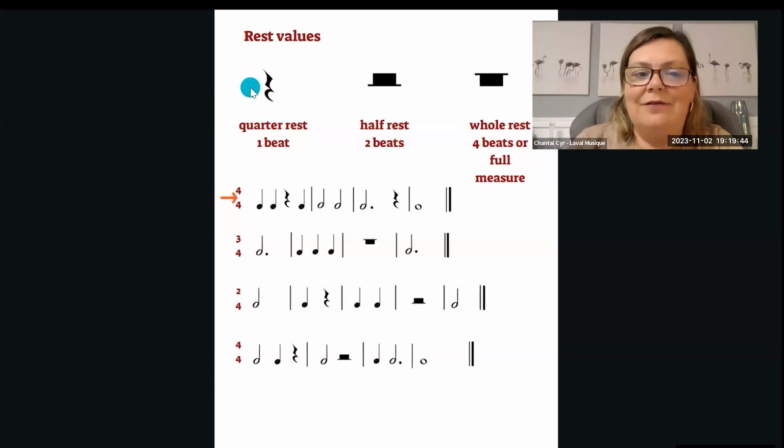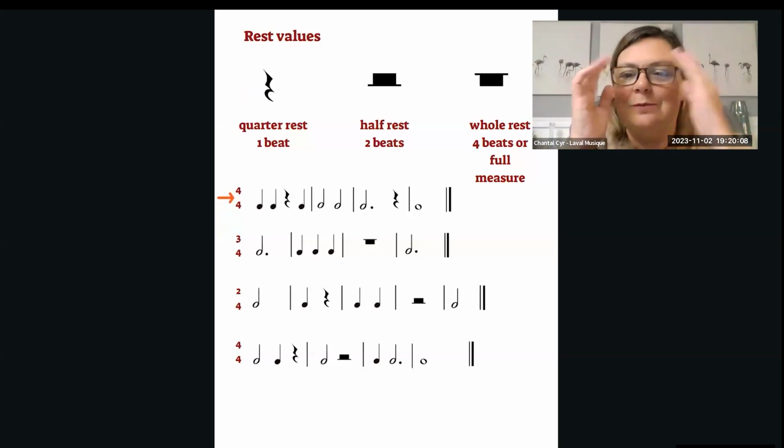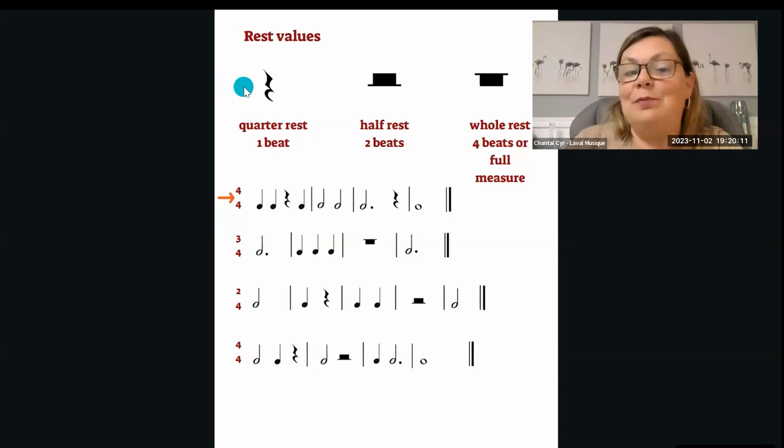So the first rest we have here is the quarter rest, same value as the quarter note, one beat. And what's cool in English is that they both have the same name. In French, that's not the case. The quarter note, for example, we call la noire, and the quarter rest, we call soupir. It's totally unrelated, so it's harder to retain. But in English, it's actually pretty easy. Quarter note, quarter rest, both equal one beat. Half note, half rest. So the half rest is 2 beats, and the whole rest is 4 beats, or a full measure, full bar. Okay?